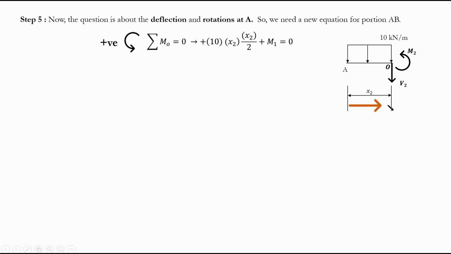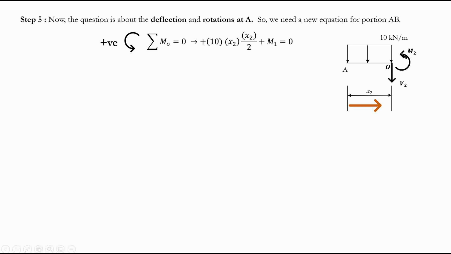My moment is going to be x2 divided by 2, because of the distance of this concentrated force from the point O. And it's going to be positive. Why? Because I just considered counterclockwise as positive. So is there another force? No, because I'm taking the moment about point O, so V2 creates no moment.